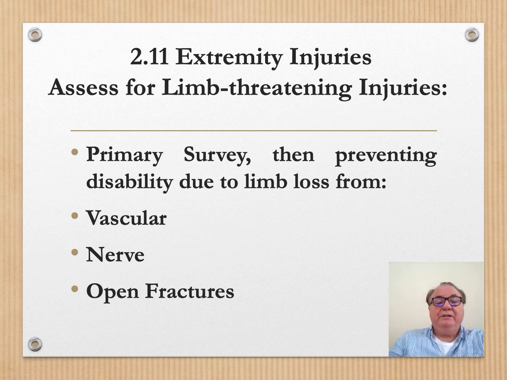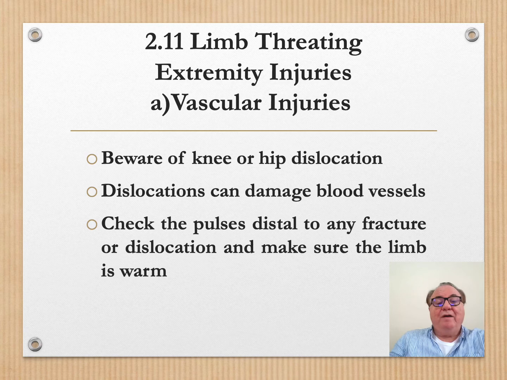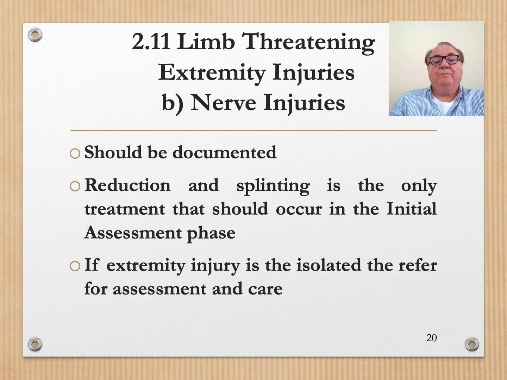Assess limb-threatening injuries. Is there a vascular injury? Is there nerve injury? Are there open fractures? Vascular injuries. Beware of knee or hip dislocation, which may be associated with a vascular injury. These dislocations can damage blood vessels. Check the pulses distal to any fracture or dislocation and make sure the limb is warm. Nerve injuries should be documented. Reduction and splinting is the only treatment that should occur in the initial assessment, but this will protect nerves.